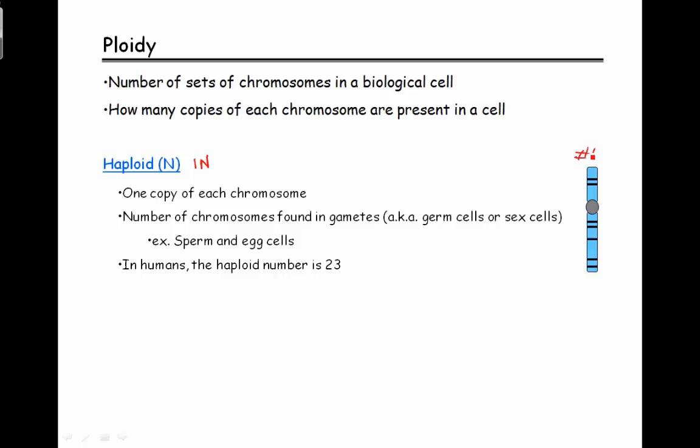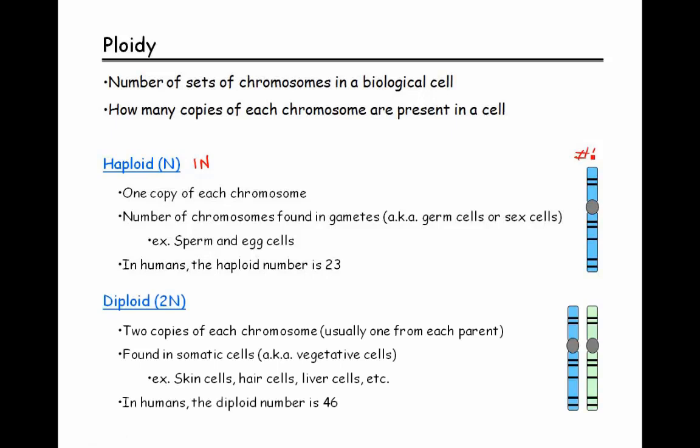If we're talking about gametes, which are the germ cells, this is our egg and our sperm cells. These are going to have a haploid set of chromosomes, meaning they're going to have one copy of every single chromosome. So they're going to have one chromosome number 1, one chromosome number 2, one chromosome number 3, and so on. In humans, the haploid chromosome number is 23. So we have 23 different chromosomes inside a human egg cell or sperm cell.